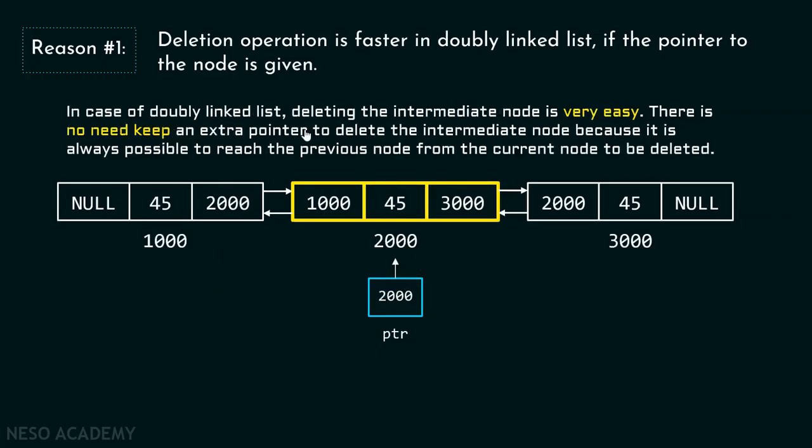Now in case of a doubly linked list, deleting the intermediate node is very easy. There is no need to keep an extra pointer to delete the intermediate node because it is always possible to reach the previous node from the current node to be deleted, right? We have a pointer pointing to the intermediate node. We can always reach the previous node from the current node. There is no need of any traversal at all. That is why we can say deletion operation is faster in case of a doubly linked list because there is no traversal involved.